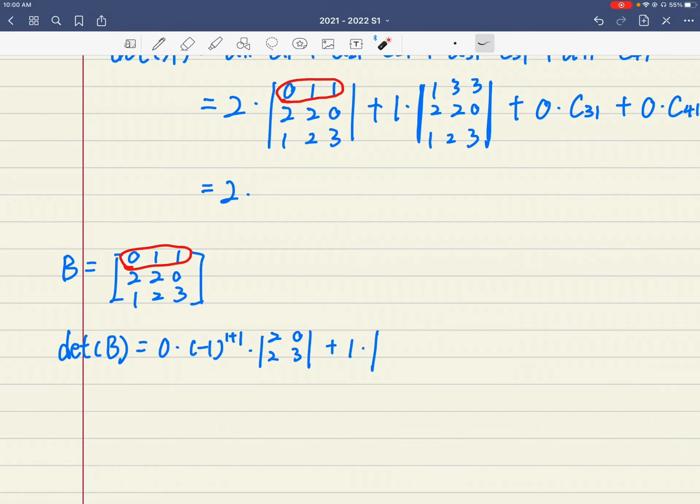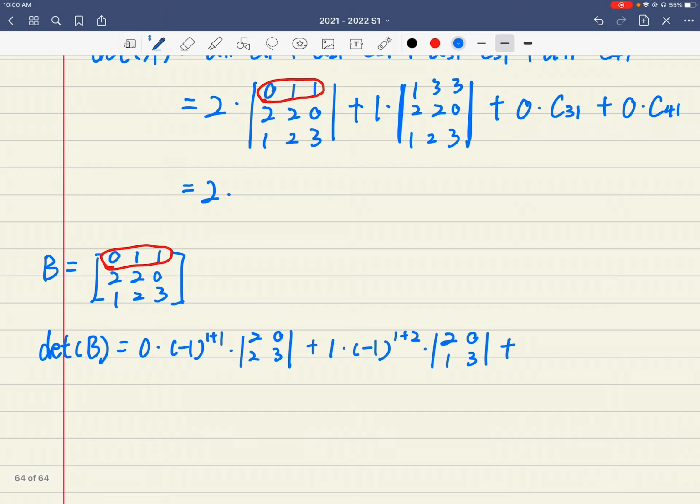B's cofactor matrix 1,2 entry: you delete the first row and the second column. So it's -1 to the power of 1 plus 2 times this part's determinant, [2, 0; 1, 3]. Plus this entry, 1, times, after you delete this row and this column, this part's determinant. It's negative 1 to the power of 1 plus 3 times the determinant of [2, 2; 1, 2].